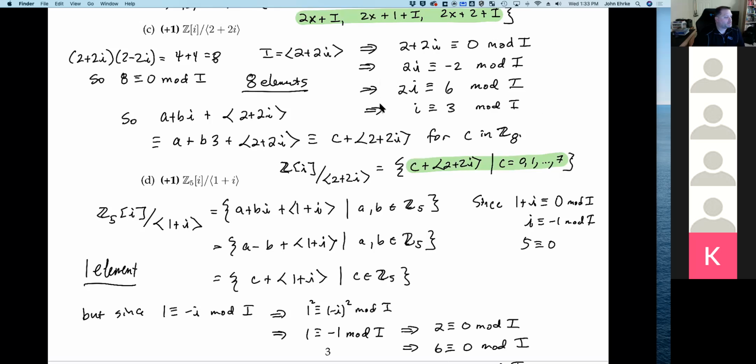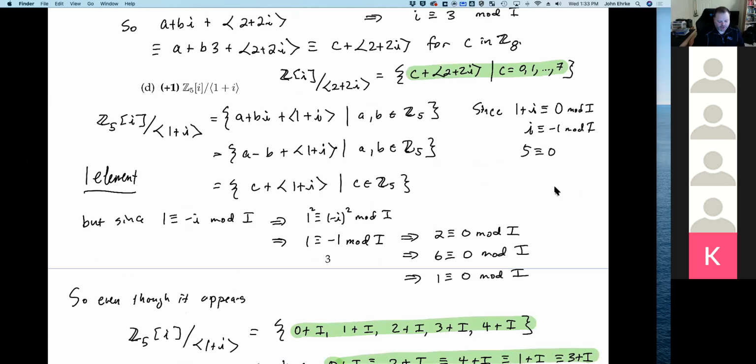So using these sorts of substitutions, like we talked about in class on Monday, I can reduce this thing down to where it's just a constant. So all of the representatives are a constant, but they're all equivalent mod 8. So this is just a copy of Z mod 8. There are 8 elements here.